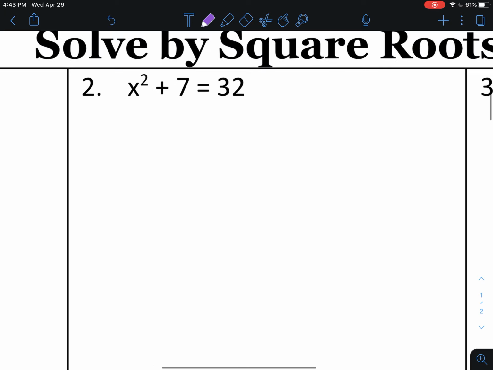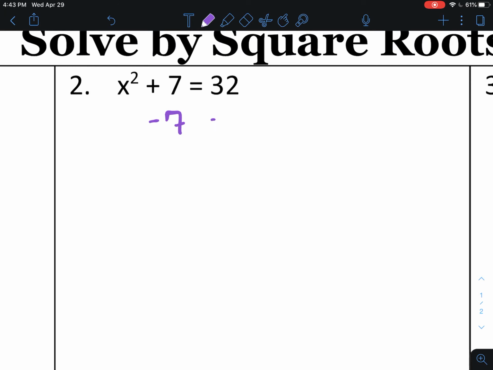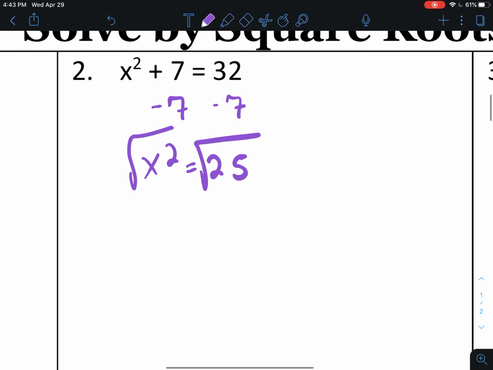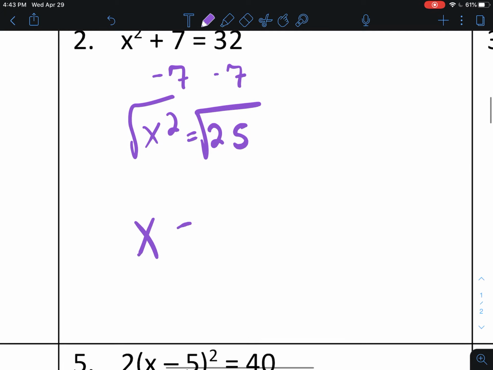And that's it for that one. Number 2, we're going to subtract off 7 first. Now we get x squared is equal to 32 minus 7, gives us 25. Now because the x squared is by itself, we can use our square root. And then we would get x is equal to plus or minus 5.